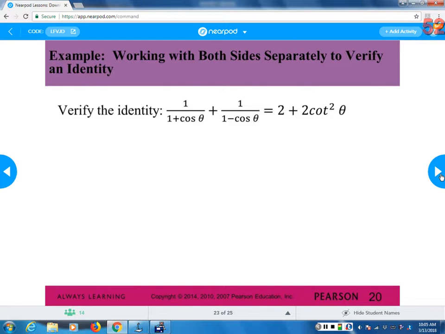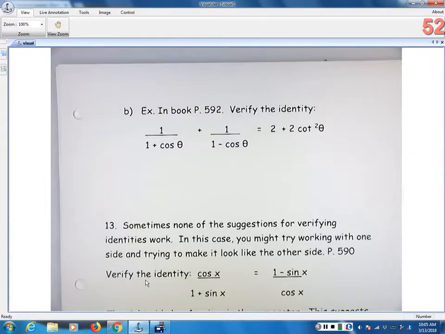Okay, here's example B. So this is similar, so I didn't do it in the filled-in notes. Verify the identity. So if you want to try it, you do the same steps, and I think if we take our shortcut, this one's going to end up using one of those. So you work on the left side, multiply through by the LCD, and there's not enough space for it here, really.